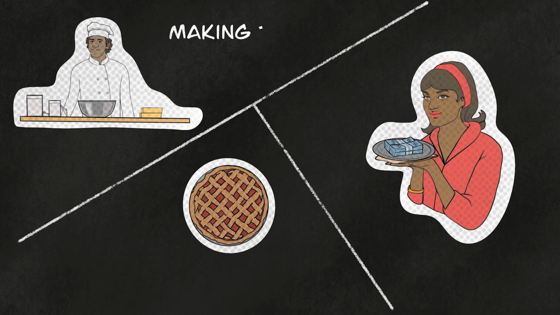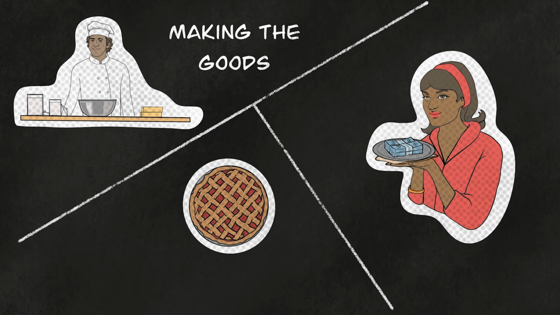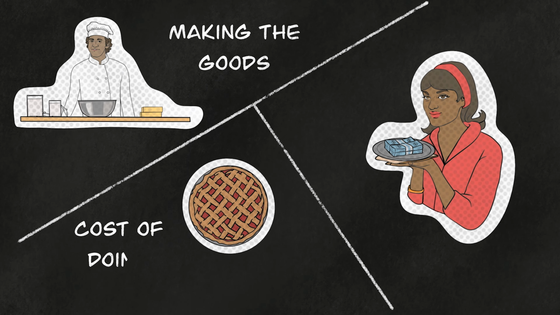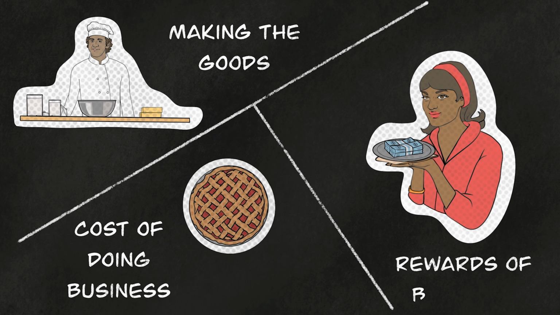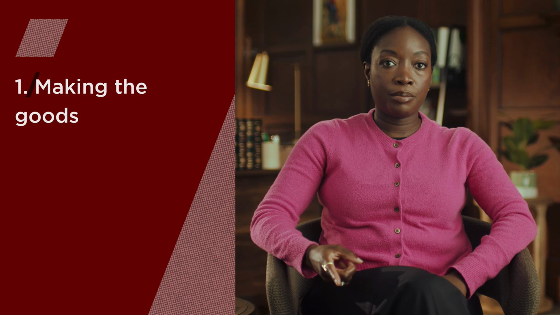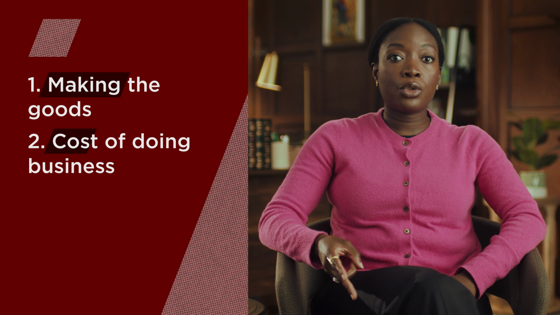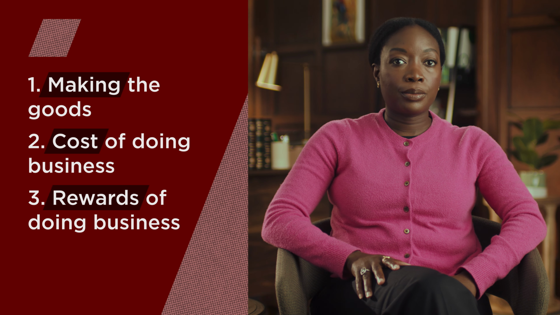Notice the seller must know how to combine the inputs, which are ingredients, to make the output, which is pie. The seller must know how much it costs to produce the pie. And lastly, the seller must know how much he can sell his pie for. So these three elements describe the seller's problem and can be summarized as 1, making the goods, 2, the cost of doing business, and 3, the rewards of doing business.